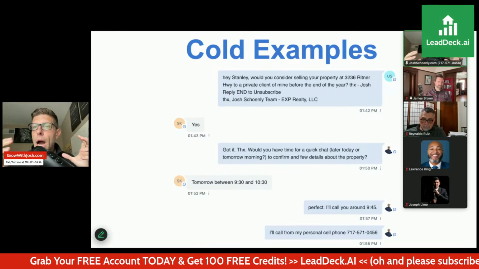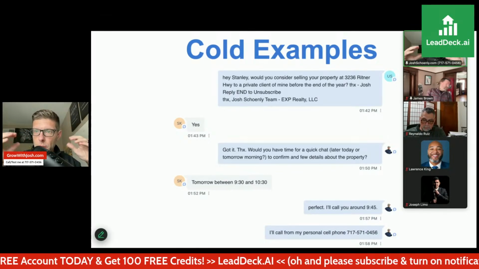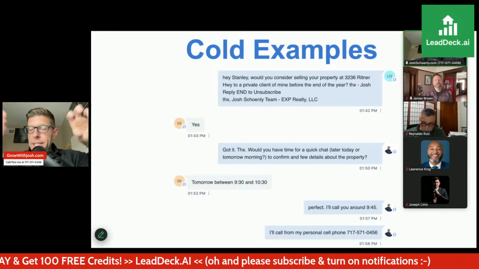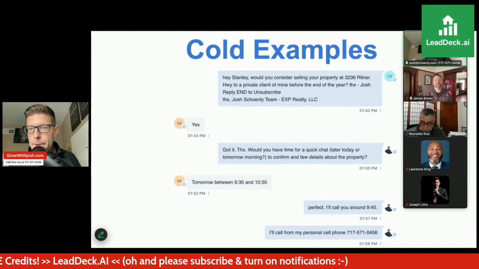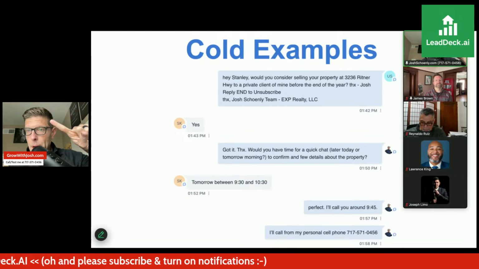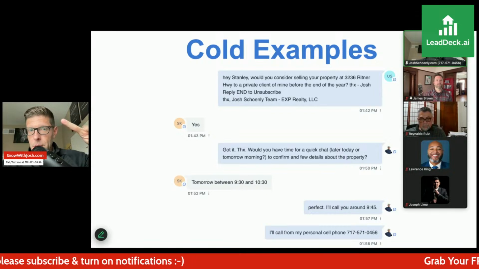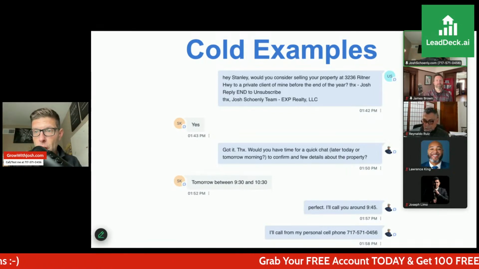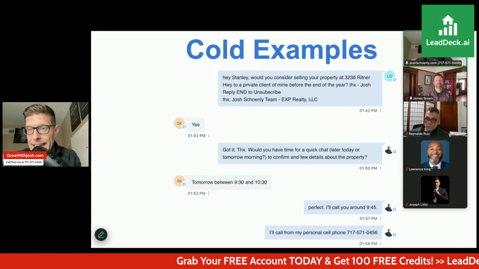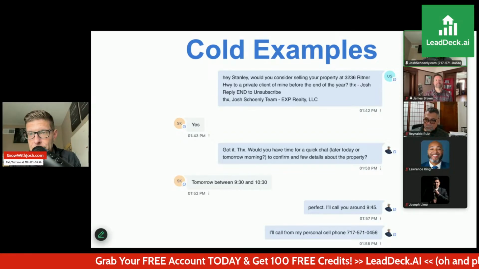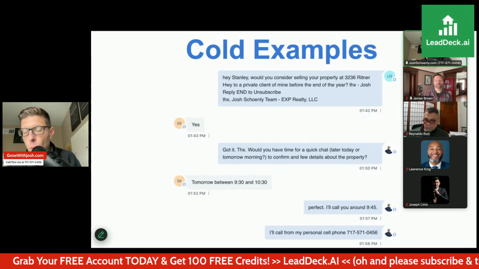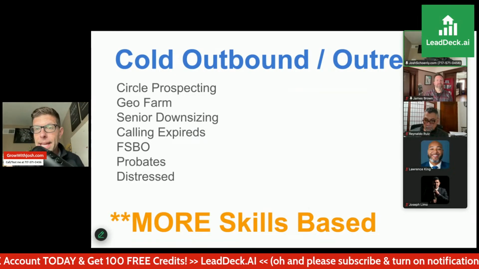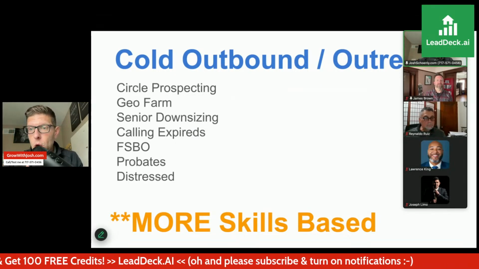Here's what I know about this bucket of people that I sent this cold outreach to. They own a multifamily property and there's some level of distress. So Stanley, now this was a layup. I'm sharing this one to give you an idea of what can happen. They're usually not this much of a layup. One thing I didn't share here is the cold outbound or cold outreach.